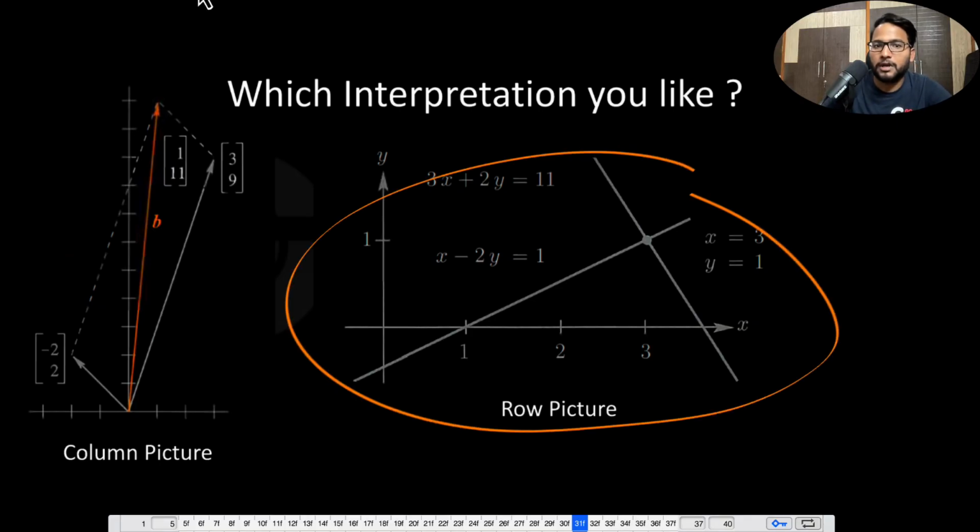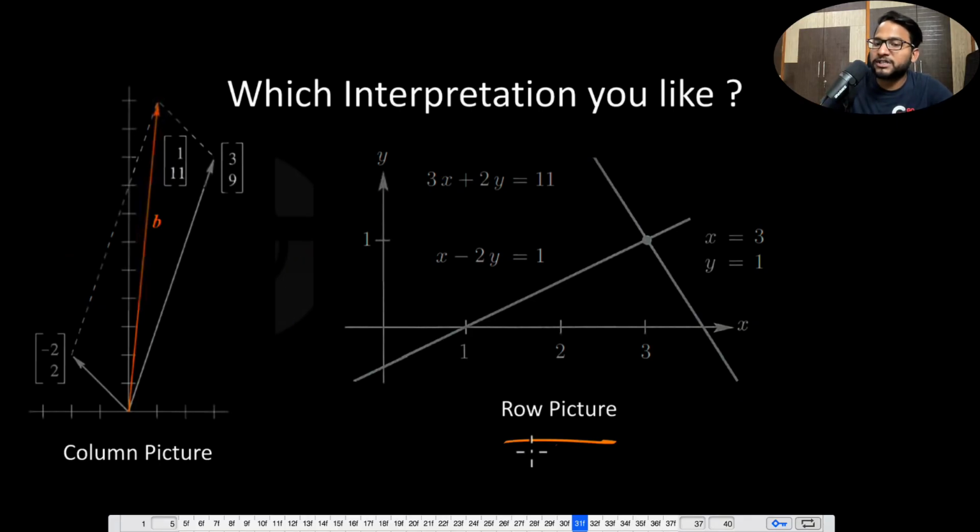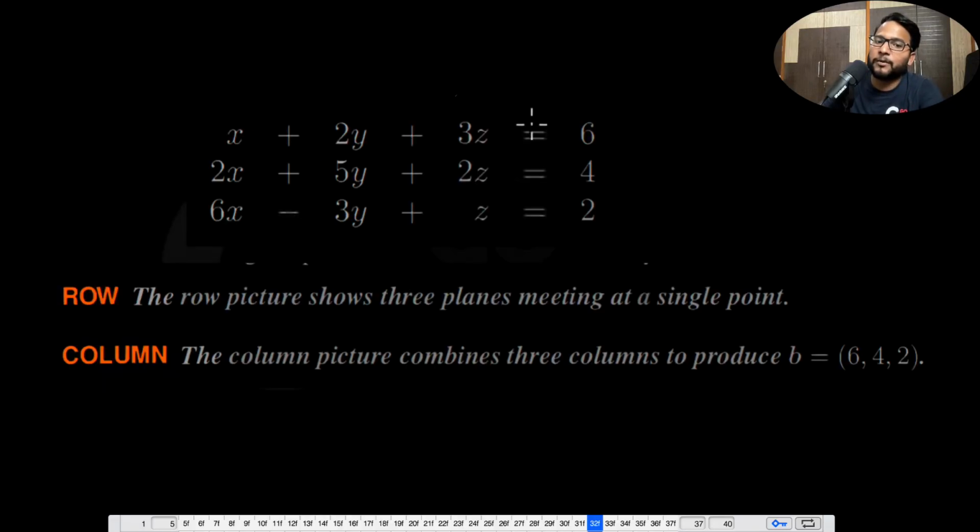Now currently you may say that the row picture is better because it is giving you more intuition that these are two lines meeting at a particular point. But let me tell you that the row picture is better only for two equations, only for equations which have just two variables, x and y. It is not better for multiple variables. Let me show you how. Suppose you have multiple variables, right? Now the row picture will show that three planes are meeting at a single point.